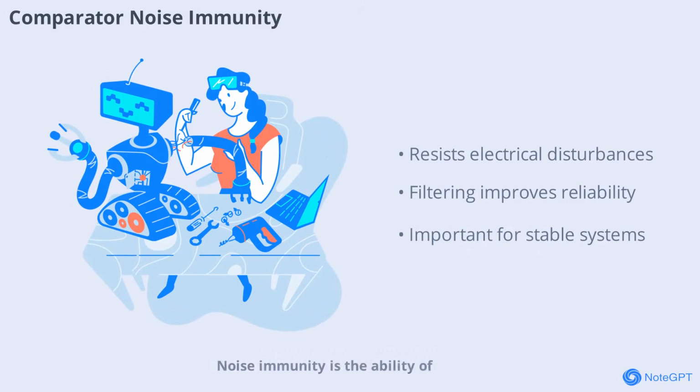Noise immunity is the ability of a comparator to resist unwanted electrical disturbances. High noise immunity ensures reliable operation, especially in environments with electrical interference. Designers use filtering techniques and proper grounding to enhance noise immunity. Selecting comparators with good noise performance is vital for stable digital systems.